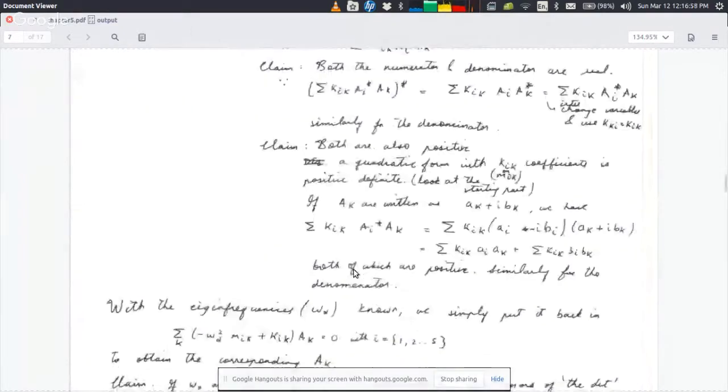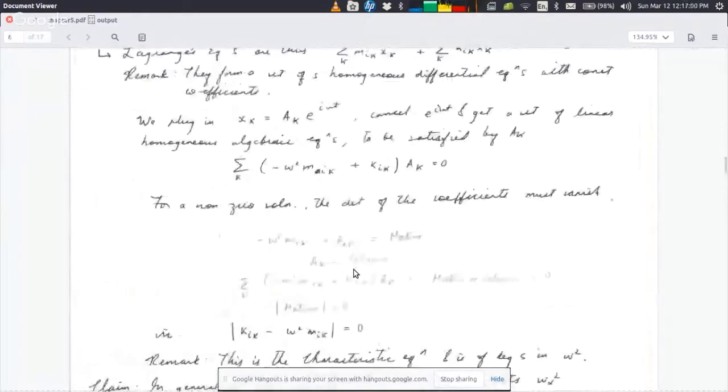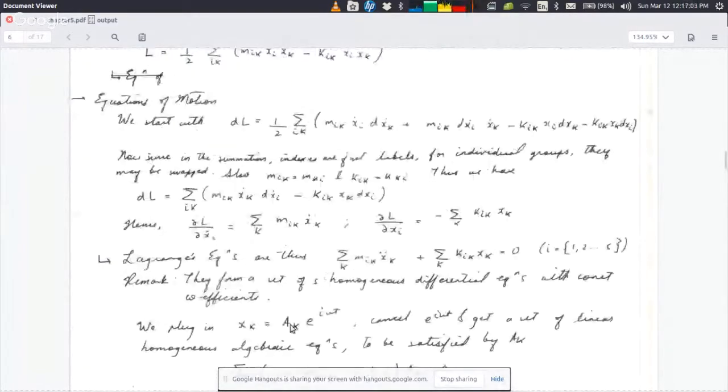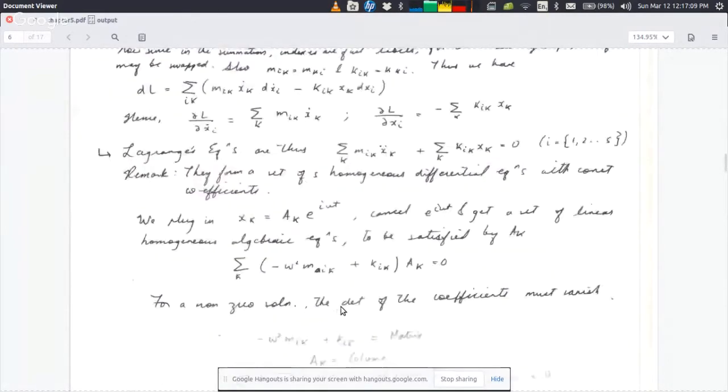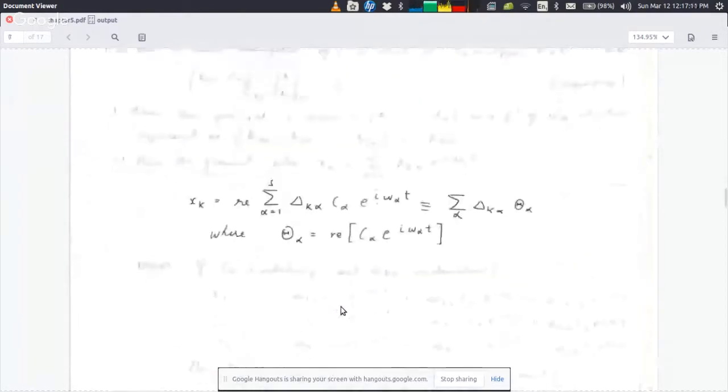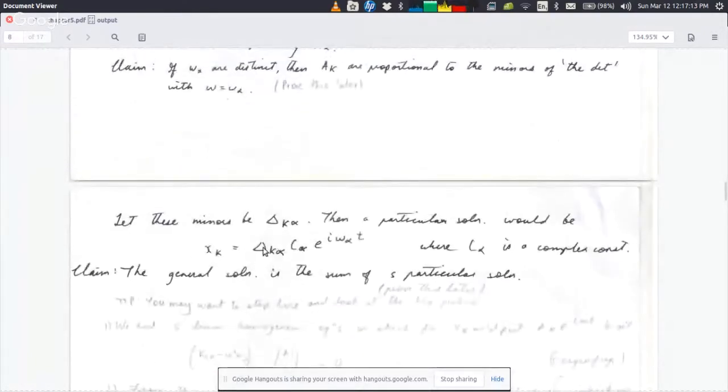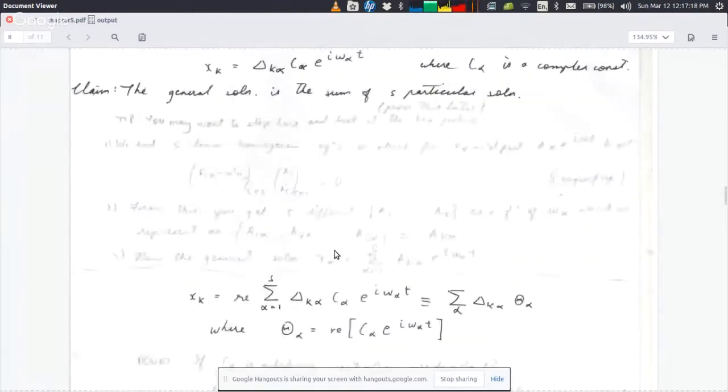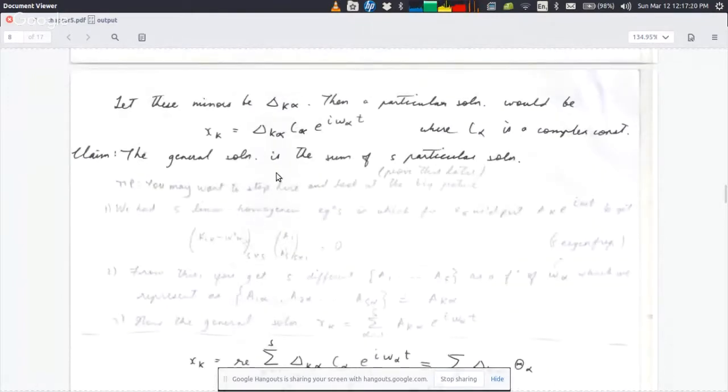Okay, so let me help you recall. x_k was here. So this is x_k. Real part of this thing is x_k. I have not written real, but it's assumed. So x_k is this, and we just substituted for A_k as delta_k alpha C alpha. Okay. So now the claim is that the general solution is the sum of S particular solutions. Again, I'm not going to prove it.